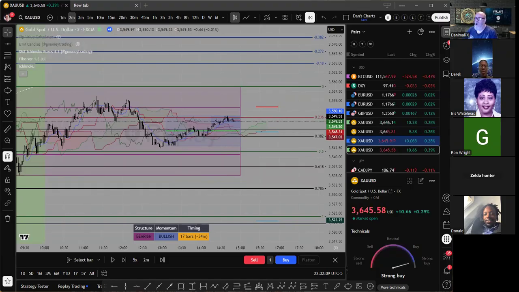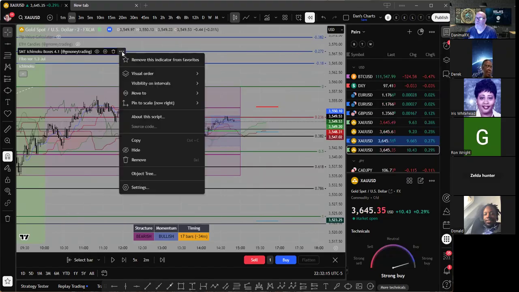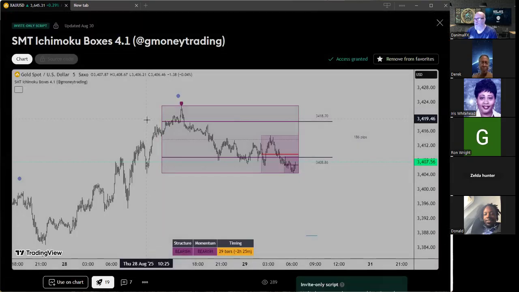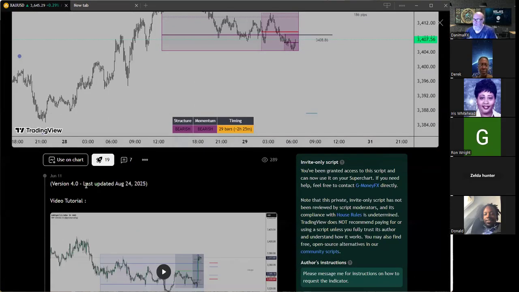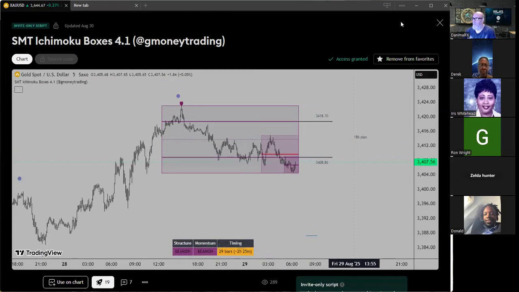SMT 4.1. That should be SMT. Now this one updates differently. This one is the same way about the script. You can remove it and add it to your favorites, and all of a sudden you'll notice the difference.